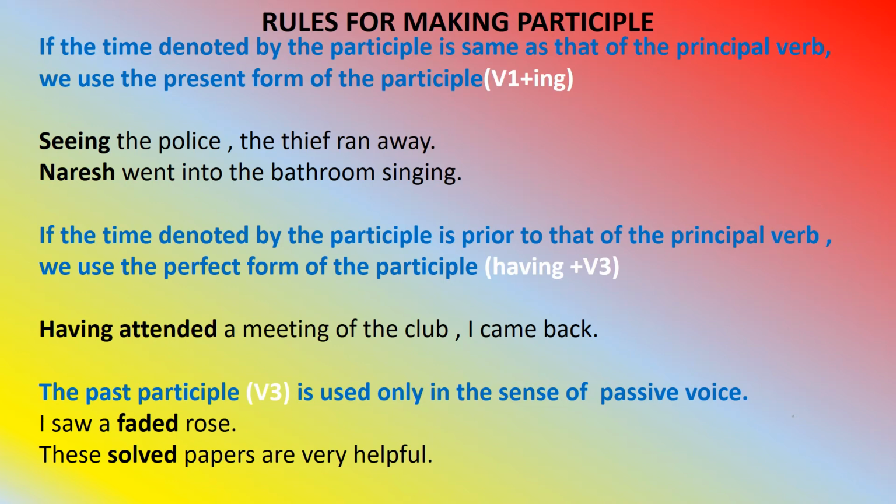The past participle is used only in the sense of passive voice. Here we use the third form of the verb. I saw a faded rose. These solved papers are very helpful.